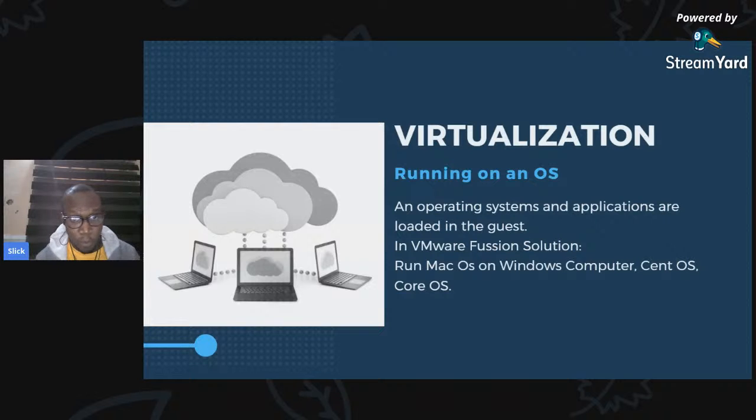In VMware solutions, like Fusion, you can actually do that. Those are virtual machine software solutions. VMware is an example of virtualization that runs on IaaS, infrastructure as a service. So you can run Mac OS, you can run Windows, you can run CentOS, you can run VMware, and a lot of things on infrastructure as a service. That's your virtual machines.